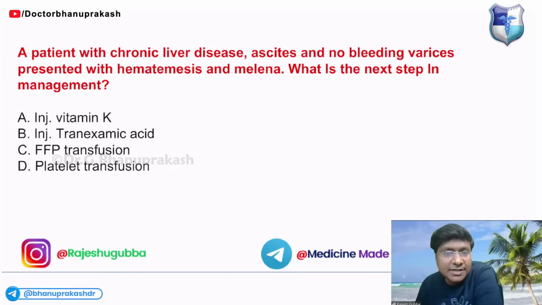Yes, the beta blocker that we need to give is propranolol, rather than carvedilol. In patients with non-bleeding esophageal varices with portal hypertension, we give propranolol or nadolol. Where do we give carvedilol? Carvedilol, we give in congestive heart failure, okay?